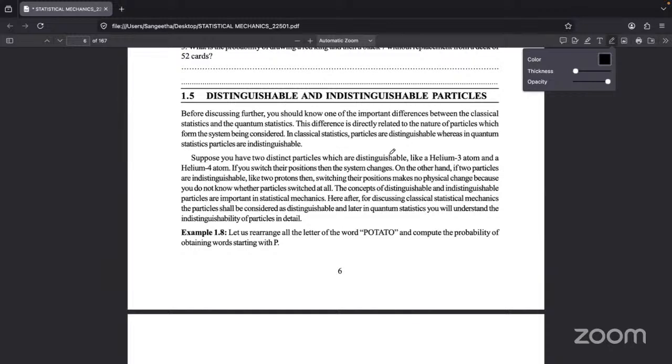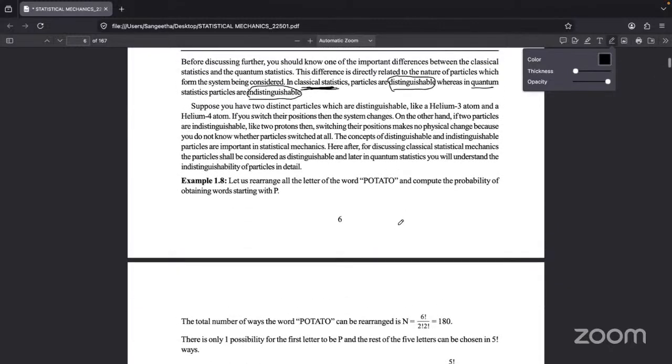Suppose, for example, we will see the difference between classical statistics and quantum statistics. This is an important point: the particles related to classical statistics we call distinguishable particles. The particles related to quantum statistics are indistinguishable, and we call this quantum statistics. Next, we will see the example. Here, suppose we are taking a partition consisting of helium-3 and helium-4.